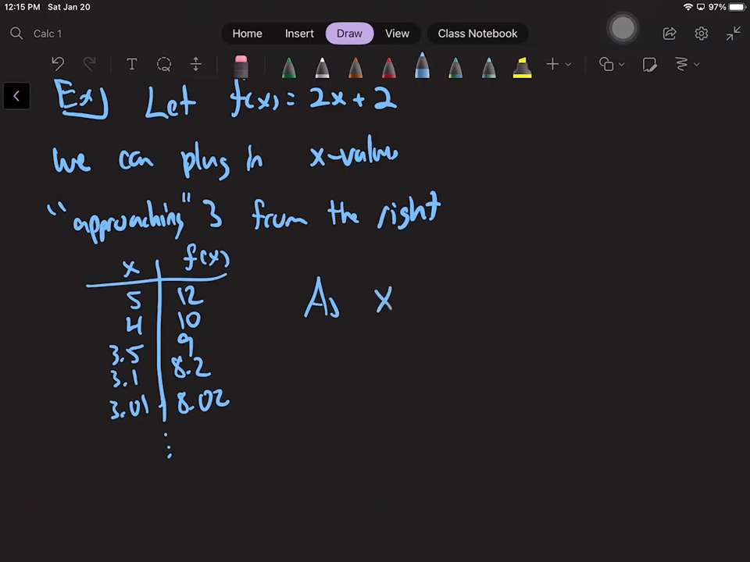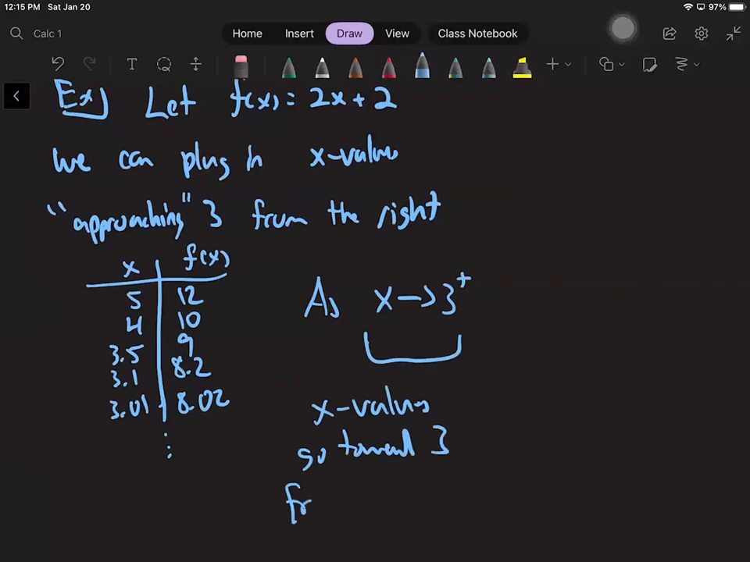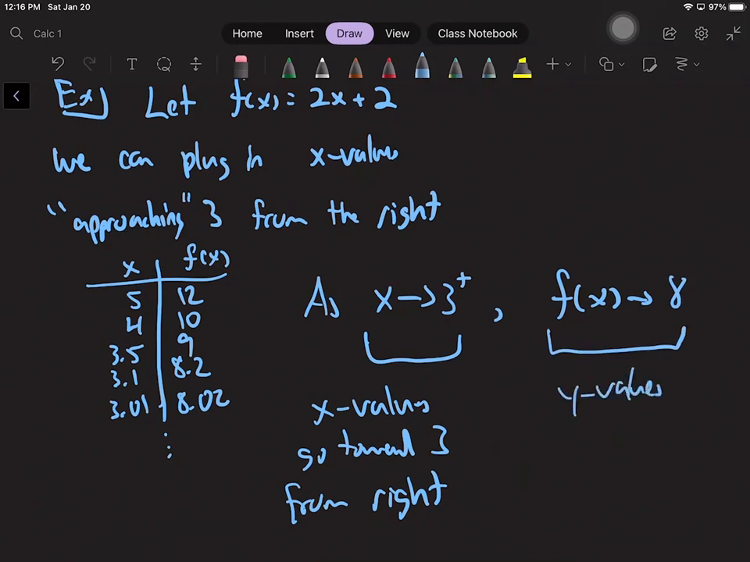And the idea is that as you plug in values to the right of 3, which we write like this, as x goes to 3 with a little plus sign up there. So here, x values go toward 3 from the right. As this happens, what are the y values doing? Well, just eyeball it at this point. They go towards 8. Okay, so the y values go toward 8.